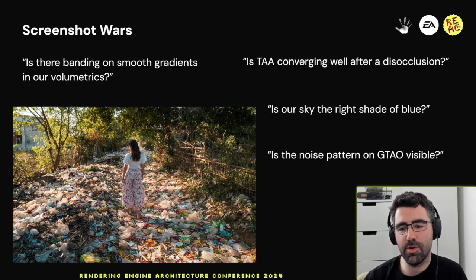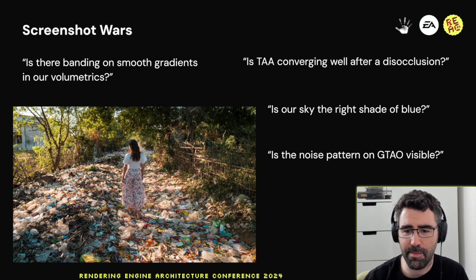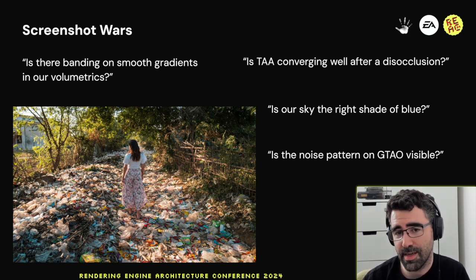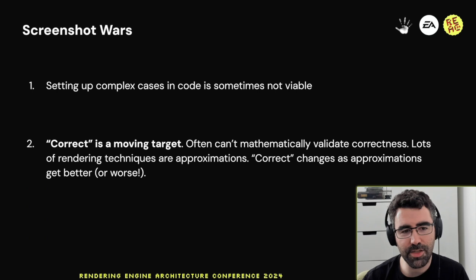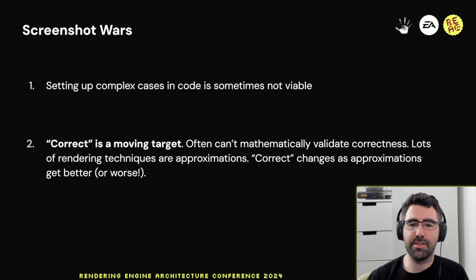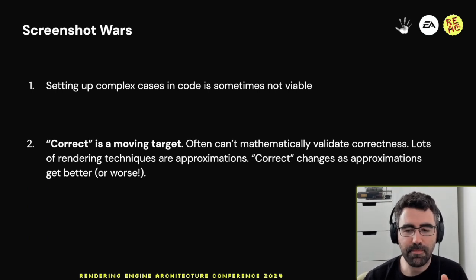Do we have visible noise patterns on GTAO? Or is the pattern that we have now better than the pattern that we had before, or is it worse? Those things are not mathematically quantifiable in many cases. So there are reasons for sometimes going with screenshots instead of something more like a unit test.